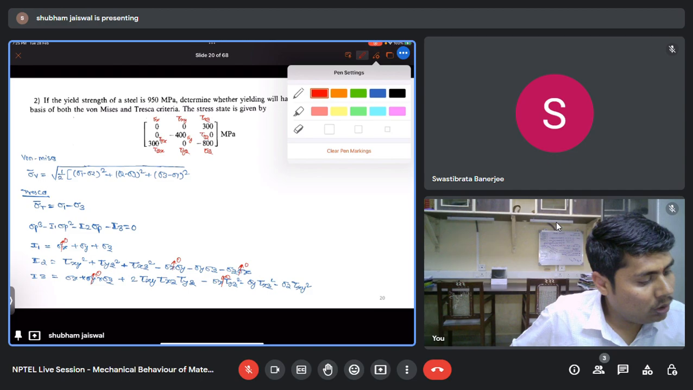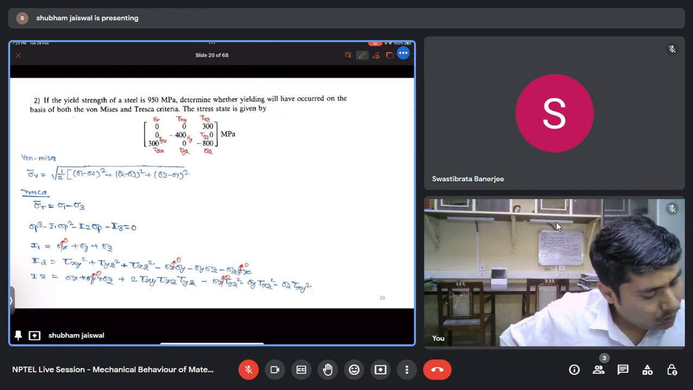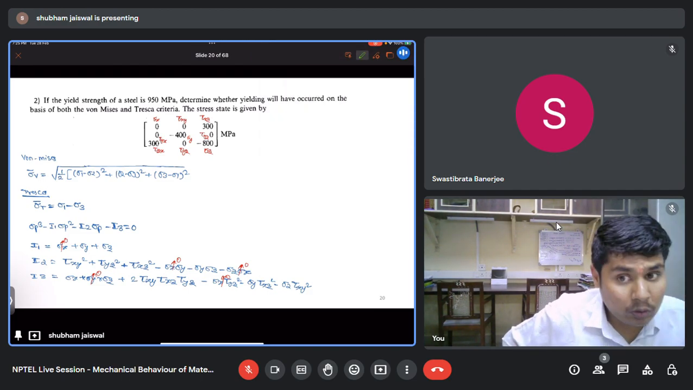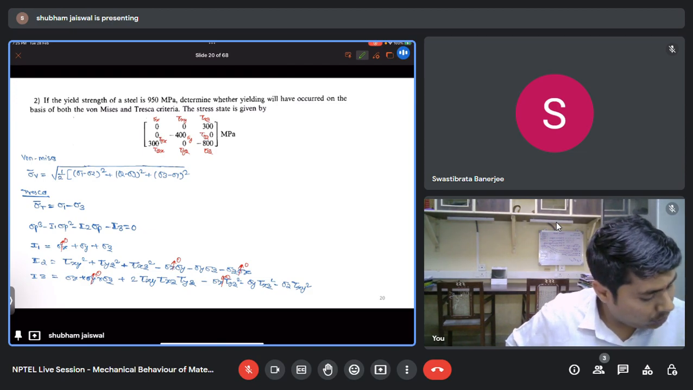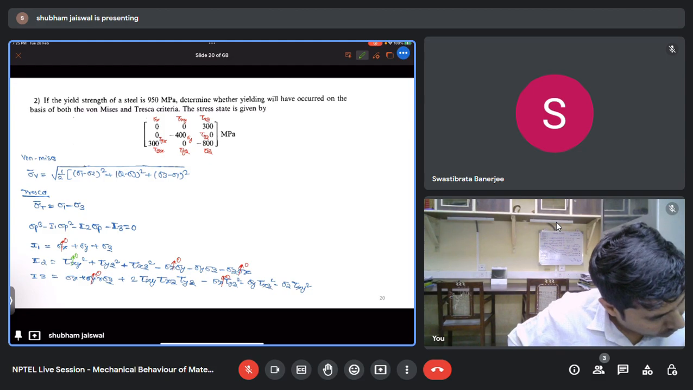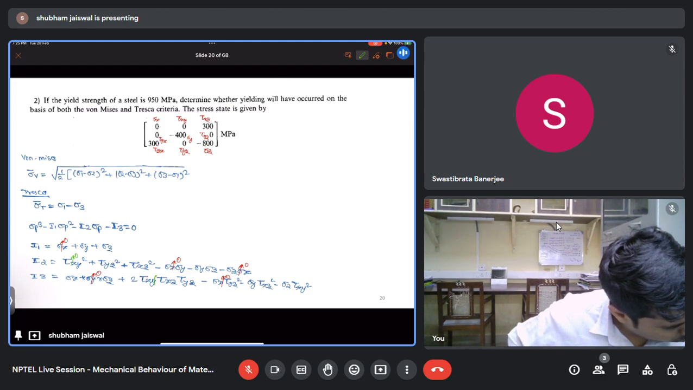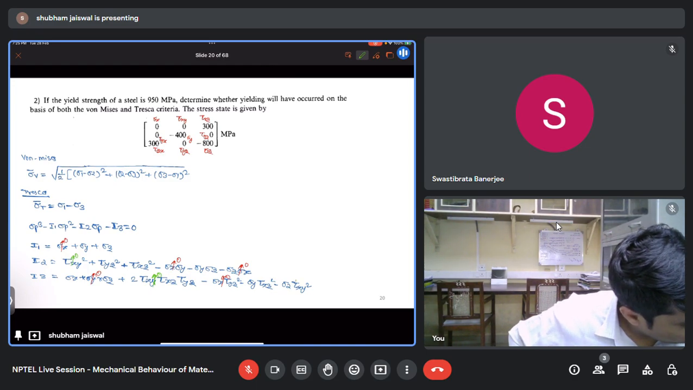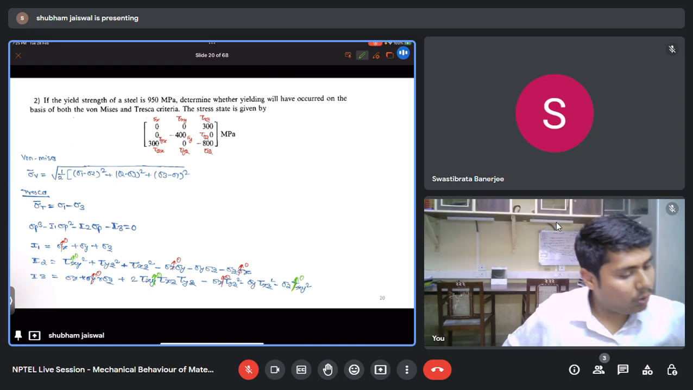Now, here you can see tau xy is also 0. So you can make the tau xy term 0. So this one is 0, and here this whole term is 0, and here tau xy, this one is also 0.